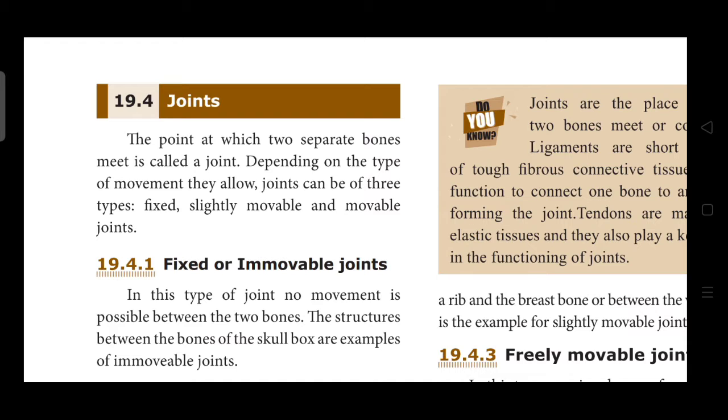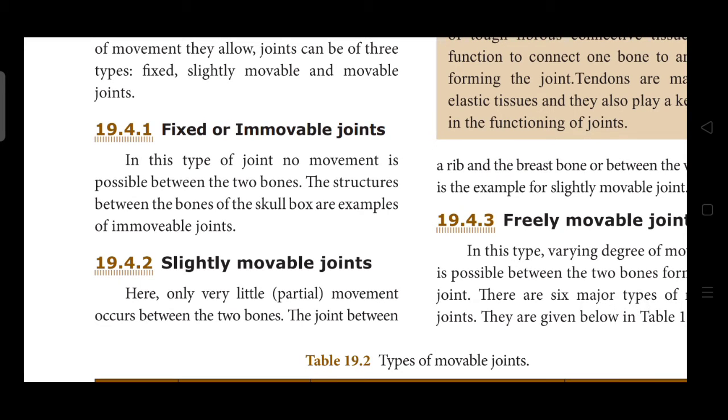Depending on the type of movement they allow, how the movement takes place in the joint, based on that, the joints can be of three types: fixed joint, slightly movable joint, and movable joint. So the first one, fixed joint or the immovable joint, because no movement is allowed here. There is no movement allowed here, so it is called a fixed joint or immovable joint.